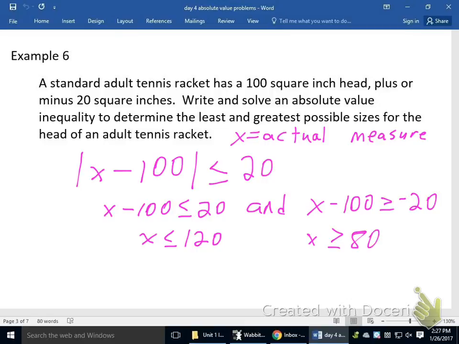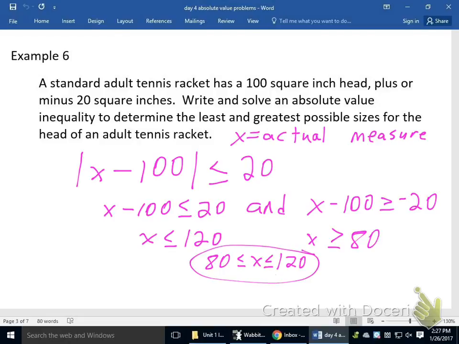Now, some of y'all are sitting there like, well, if I plus or minus 20 inches from that, I'm getting my answer. Yes, you are. The goal here is to actually represent it as a single inequality, and that's the usefulness of absolute values. And that's the reason why we're going over that today. So it could be as low as 80 square inches, as high as 120 square inches. You could also represent it as a single inequality, which I do like to see. 80 less than or equal to x, which is less than or equal to 120.